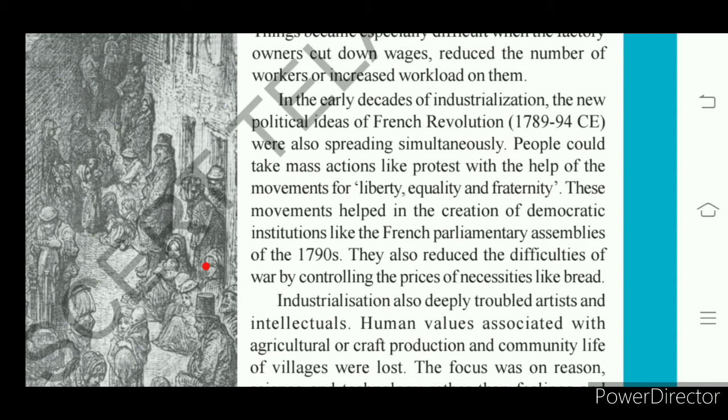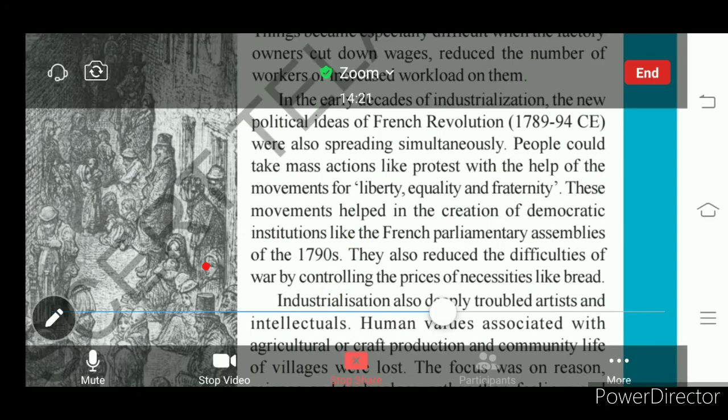In France they had established a republic. So the French parliamentary assemblies of the 1790s were based on liberty, equality, and fraternity. And these ideals of the French Revolution also reduced the difficulties of the people by controlling the prices of bread. Bread is a very staple food item in Europe.